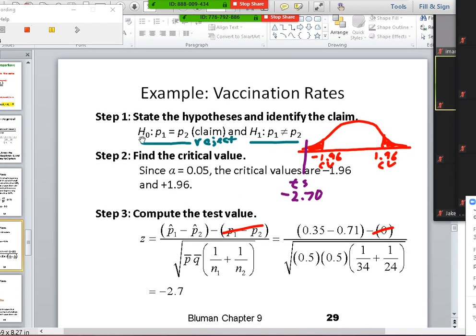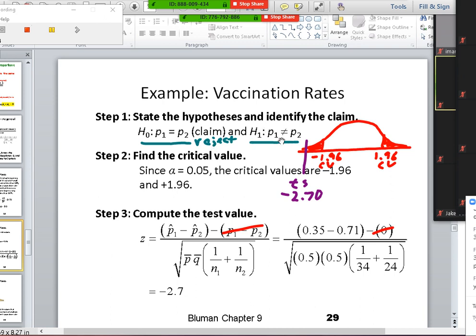So that makes H naught my claim, because H naught is always equals. Always, always, always equals H naught. So since my claim is equals, then my claim is H naught. And I'm going to be using the word reject. So you're going to write H naught is P1 equals P2. That's my claim. And in parentheses or somewhere around there, you're going to write the word reject, because that's the wording you're going to use in part 5. Whenever H naught is your claim, you use the word reject later on.